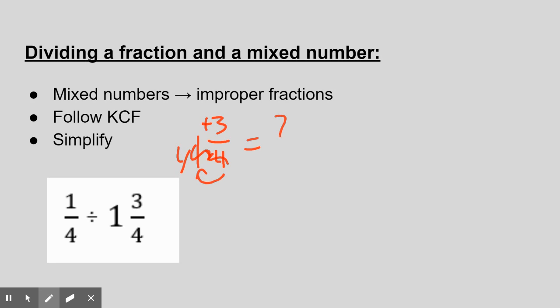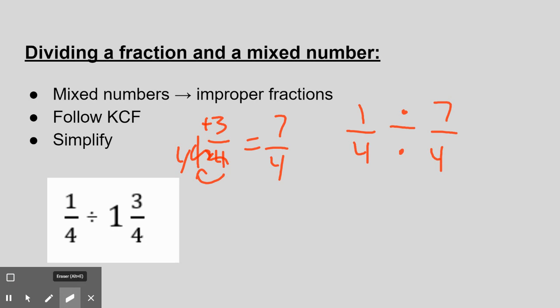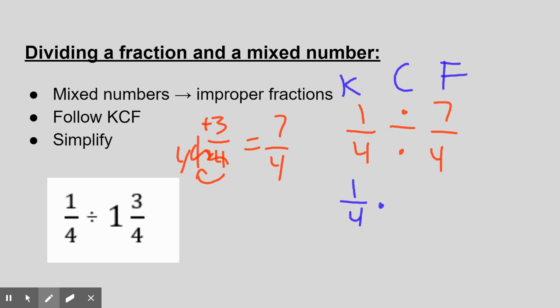I get 7/4. So now I can rewrite this problem as 1/4 divided by 7/4. Since everything is now changed, we can follow keep, change, flip. So I keep the first number, change the sign, and flip the fraction. If I multiply across, 1 times 4 gives me 4. 4 times 7 gives me 28.